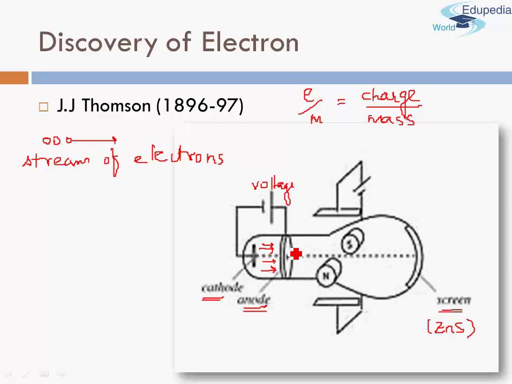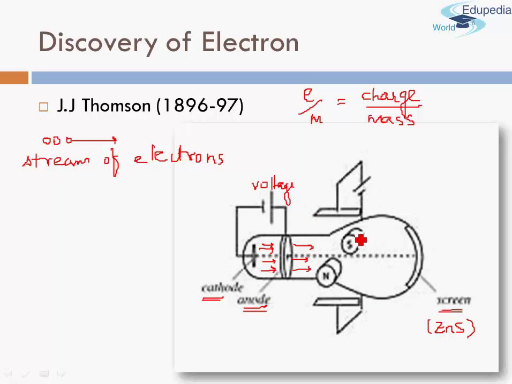Due to their high velocity, as they travel from cathode to anode, these particles are not going to stop at anode. They are going to overshoot anode and move towards this end, to the screen that we have coated with fluorescent material. Now this section after anode, this section of the experiment becomes important.